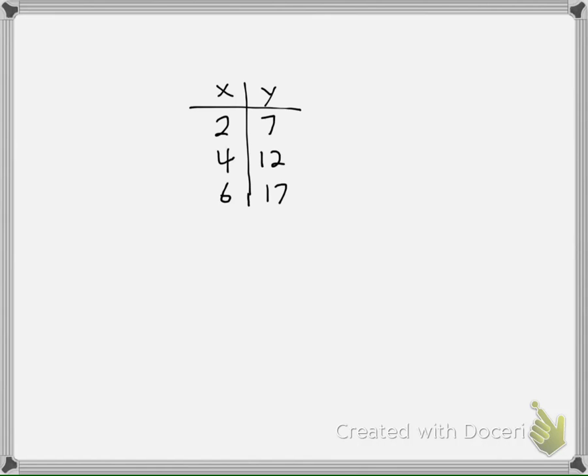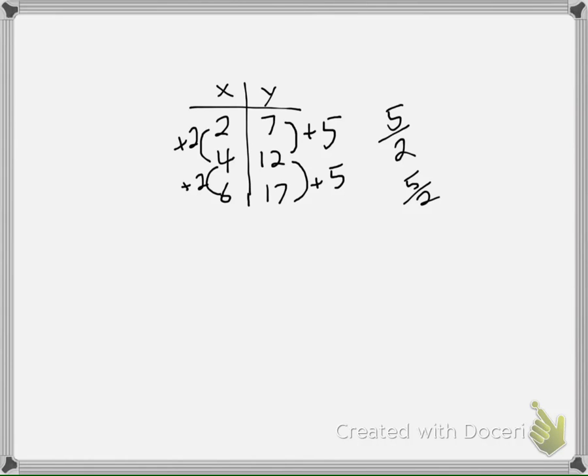So if I find this changes by 5 and this changes by 2, which means its slope is 5/2, right? And if I come down to the next one, this also changes by 5, and this also changes by 2, which means this slope is 5/2.